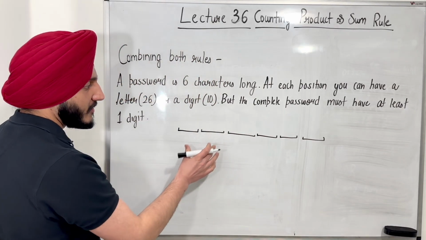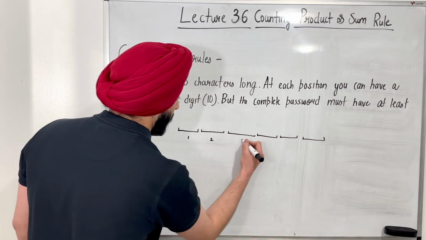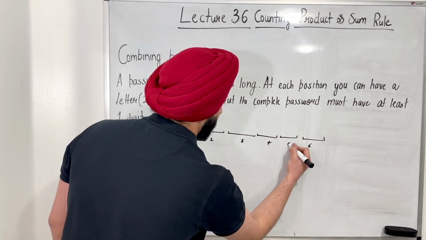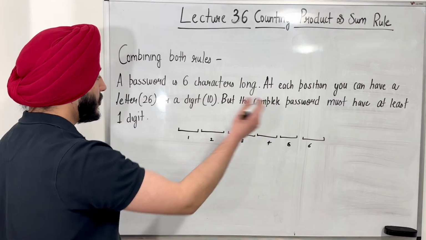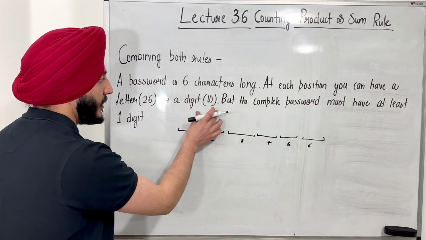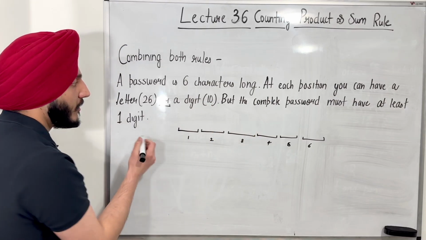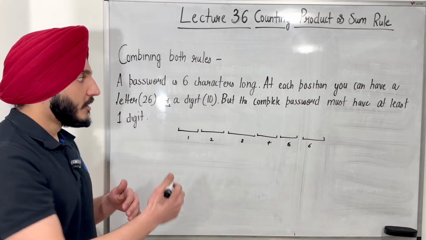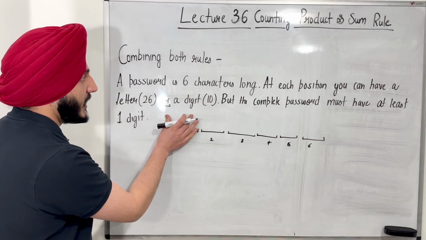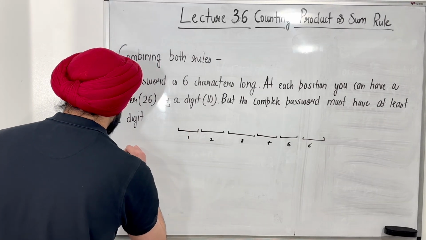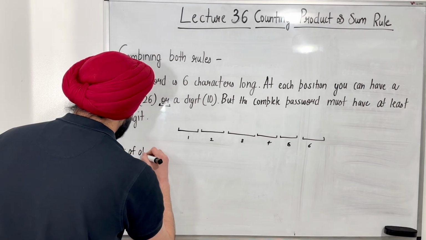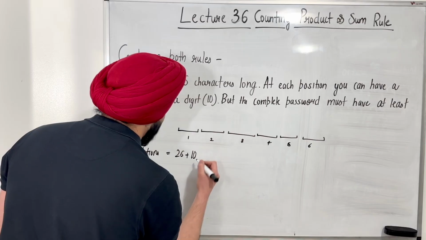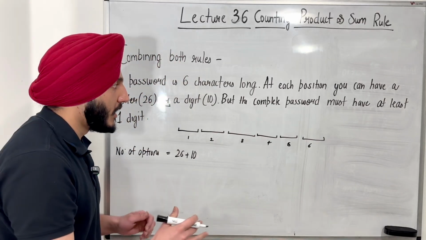Okay, so the password is 6 digits. So 1, 2, 3, 4, 5, 6. Okay, so at each position, you can have either the letter or a digit. So once again, I have an "or" over here. Or would basically mean that we're not multiplying. In this case, I have to add the number of options I have. So number of options equal 26 plus 10. This much I think you guys can understand on your own.